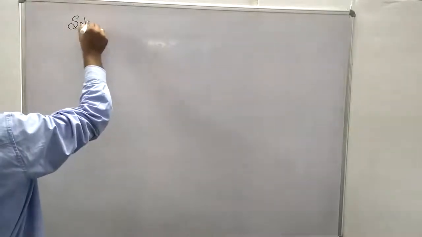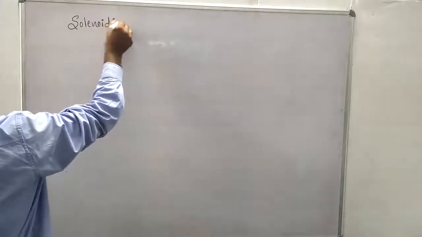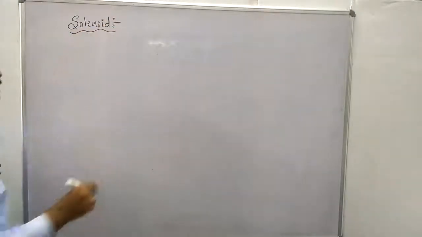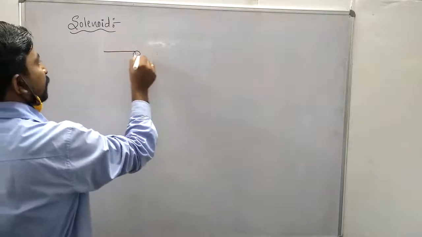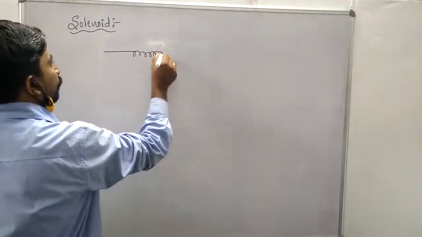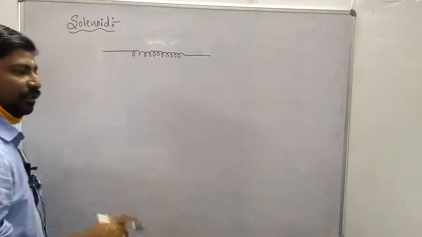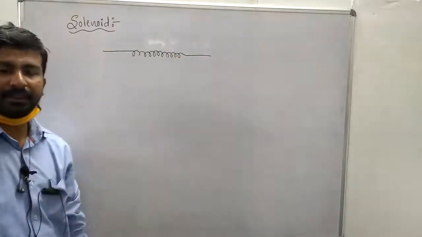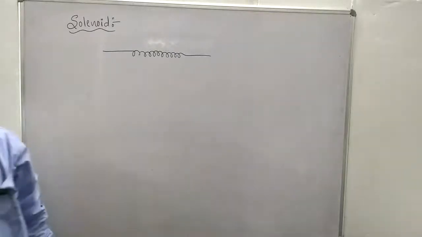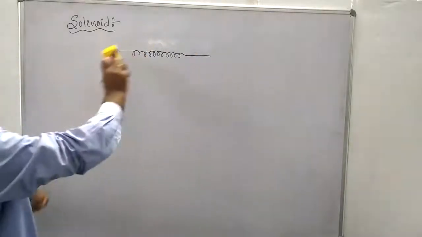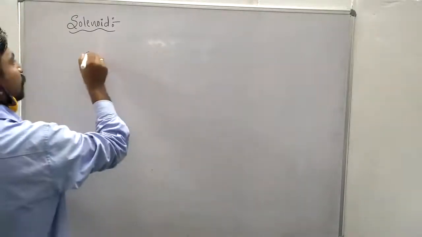Solenoid. So already you know about solenoid. What is meant by solenoid? It is a long thin wire wound in the form of a helix whose length is large compared to its radius. So that is called what? Solenoid. So, a very important derivation for solenoid.